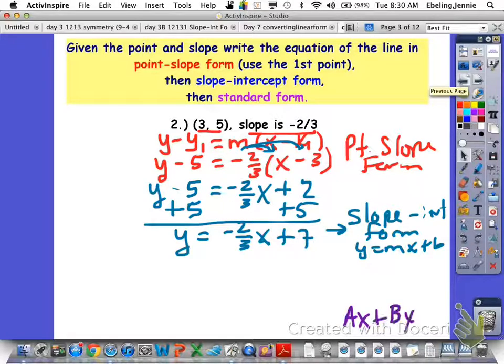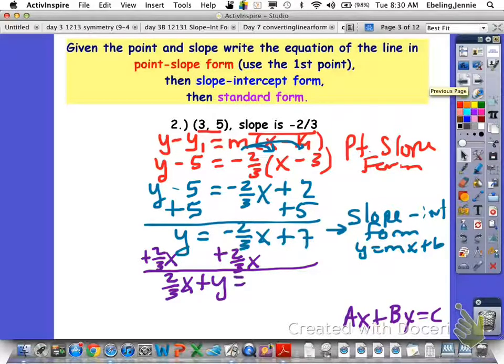ax plus by is equal to c. That's standard form. To get it into standard form, I'm going to have to move my x term, because in standard form that x term is on the left-hand side. So I have this 2/3 x plus y is equal to 7 here. Now this looks like the order for standard form. It's got the x term first, then the y equaling some number.